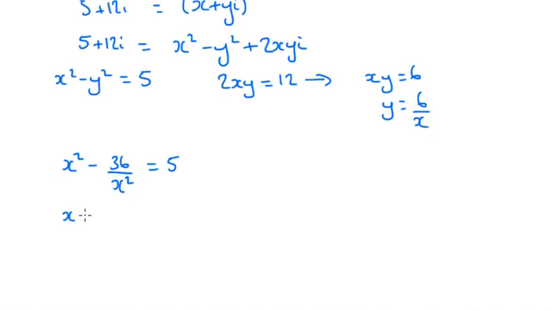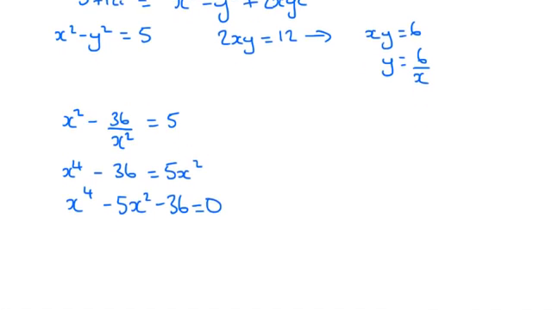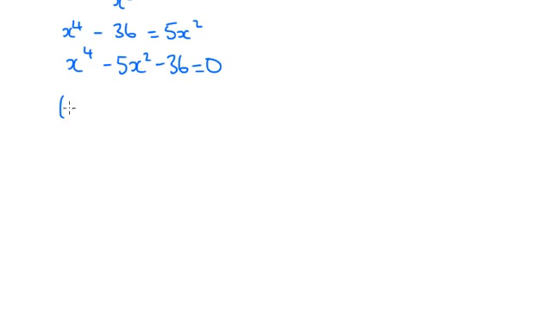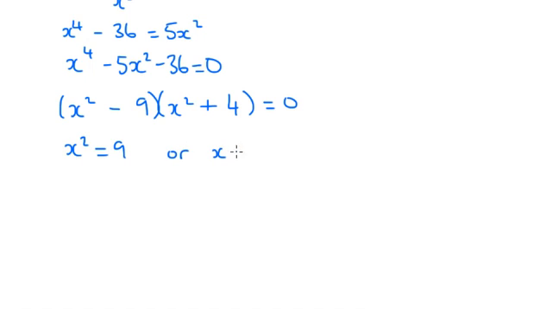And then if we times everything by x squared to get rid of this fraction, we get x power 4 minus 36 is equal to 5x squared. And we can rearrange that to get x power 4 minus 5x squared minus 36 is equal to 0, which factorises with x squareds at the beginning, and we're going to have a 9 and a 4. So we're going to want the negative to be with the 9, the plus to be with the 4, and that tells us that x squared is either equal to 9 or negative 4.